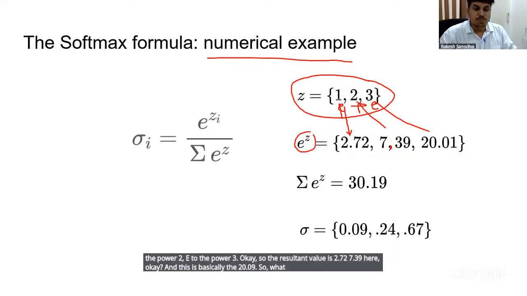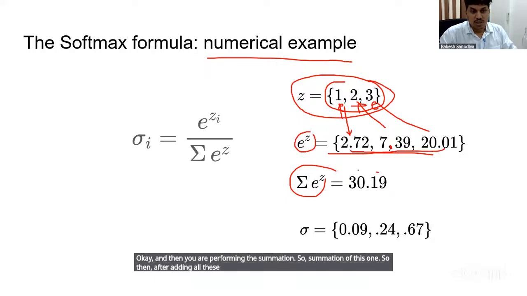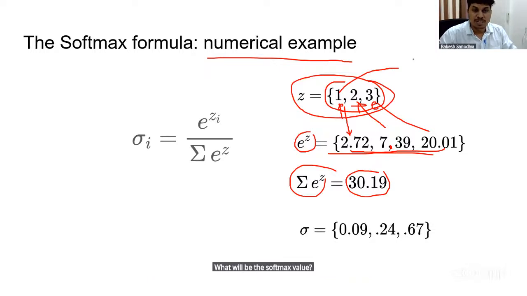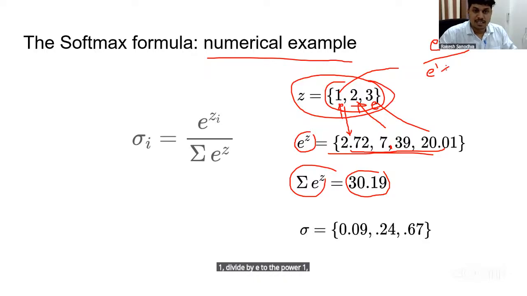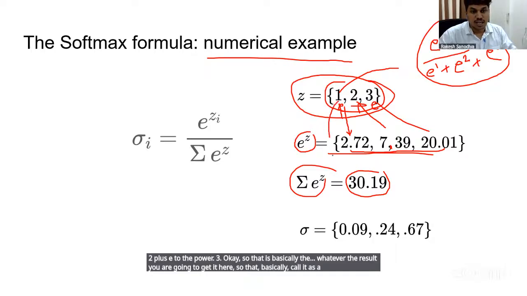So what you have done is found the exponent of all the three values, and then you perform the summation. After adding all these values, you get this one. Now, what will be the softmax value corresponding to 1? It is e to the power 1 divided by e to the power 1 plus e to the power 2 plus e to the power 3. You call this the sigma.